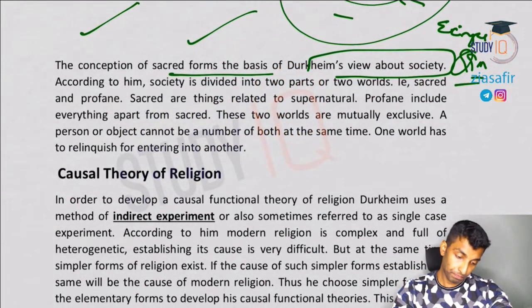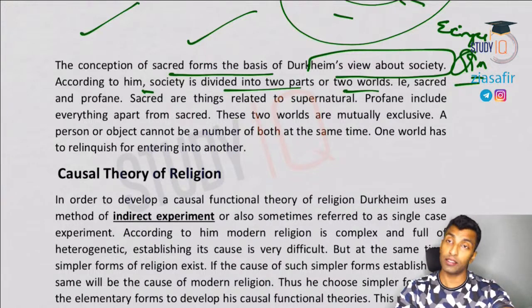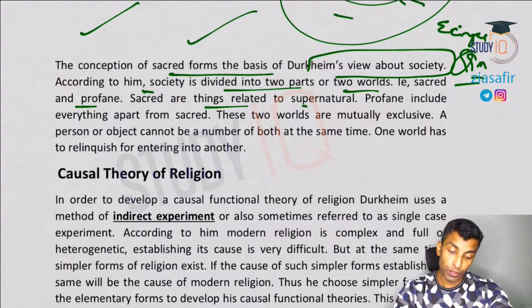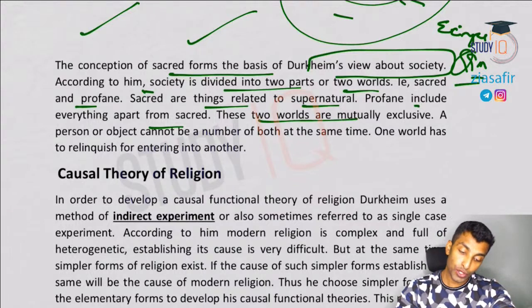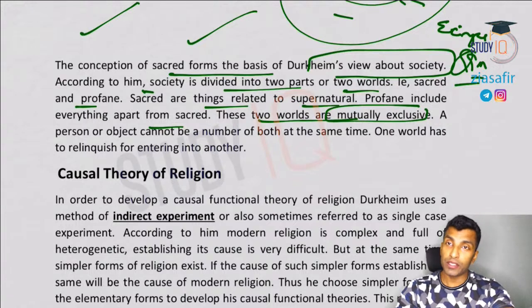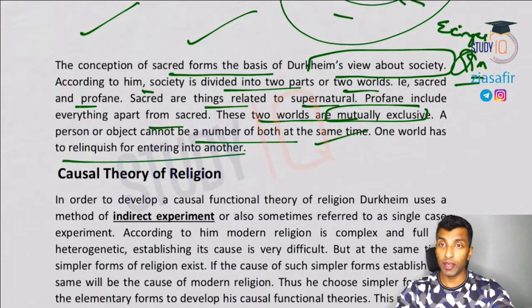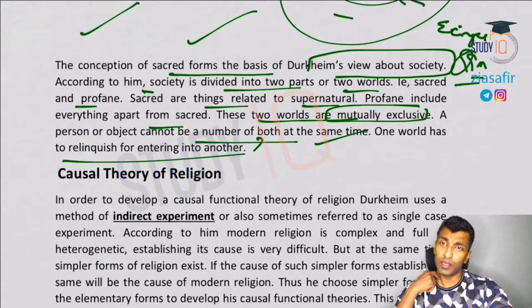So according to him, society is divided into two parts or two worlds, that is sacred and profane. Sacred are things related to the supernatural. Profane include everything apart from sacred. These two worlds are mutually exclusive. A person or object cannot be a member of both at the same time. One world has to be relinquished to enter into the other. So that's about sacred and profane.